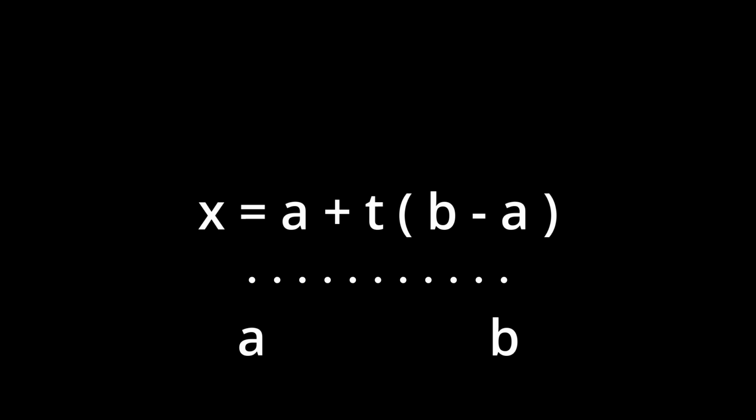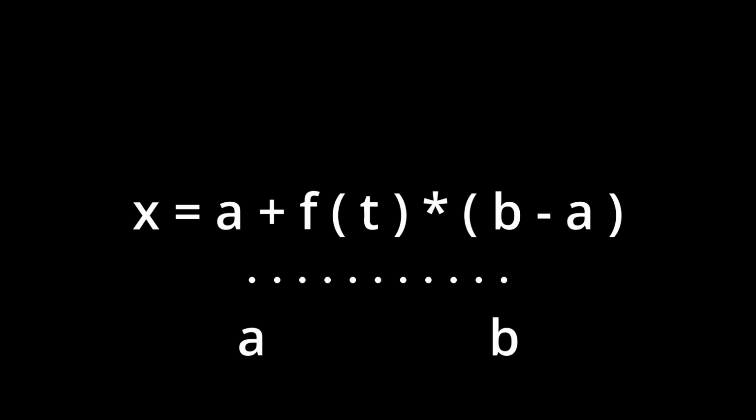Let's take a look at the Lerp formula. How tweening differs from lerping is that tweening doesn't have to be linear, meaning we can apply a function to the value of t to change its value. This is called a transition formula.